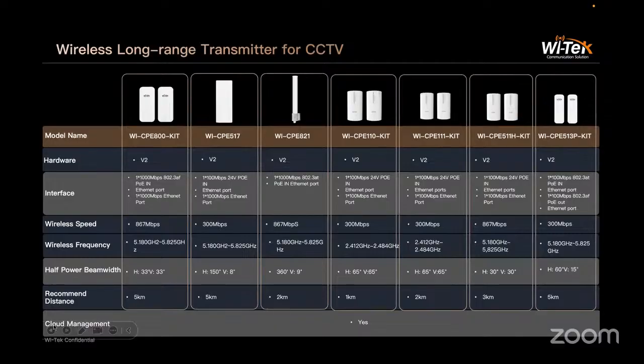And here we can see, except the Wi-Tek 800 meter, we also have 1 kilometer, 2 kilometer, 3 kilometer and 5 kilometer solutions. And this 5 kilometer is a hot selling model. You can see it supports 802.3bt PoE in, it's not 24 watt PoE, and it supports one PoE output again for cameras. And for point to multipoint, we have this model. It's 360-degree angle.